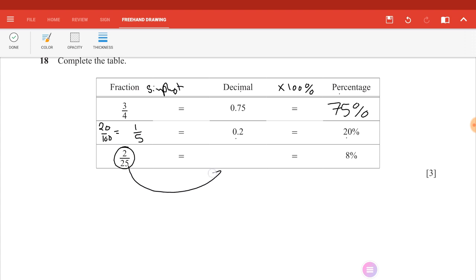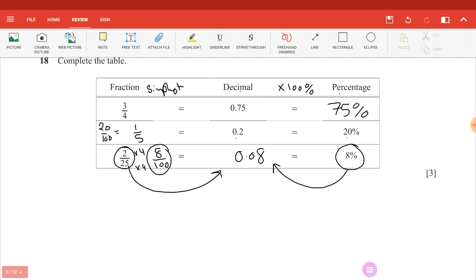To convert this to decimal, you need to make it with denominator 100 or 10. So you should multiply by 4 up and down. So it's 8 over 100. Or as you see, you can use the percentage. It will be 0.08. Both are right. They will give you the same answer.